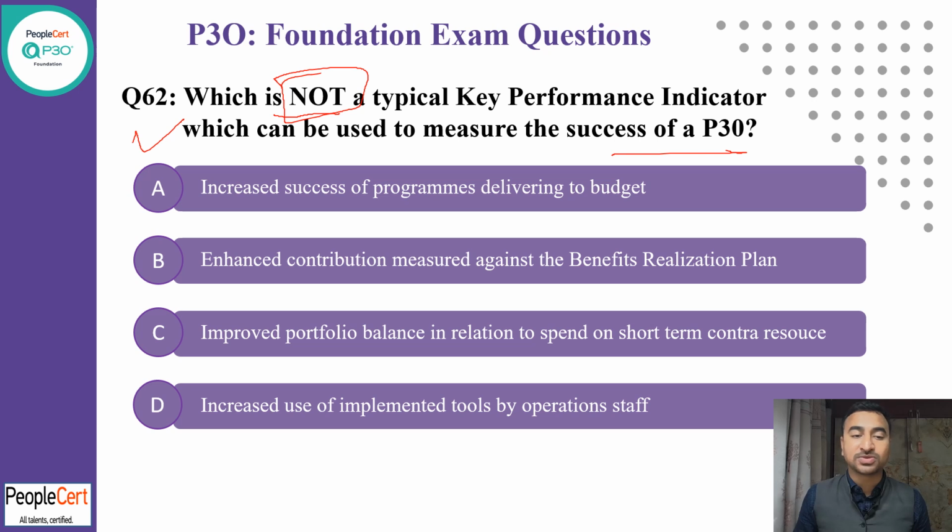So let's explore option A. Increase the success of the program delivery to budget. It's a KPI. Enhance the contribution measures against the benefit realization plan. Again, that's a KPI. Improve the portfolio balance in relation to spend on short-term contract resources. That again is a KPI. Increase the use of implemented tools by the operational staff. Again, this seems not to be measurable. You don't need to measure how many operational staff are using the tool, that is not linked to your benefits. So I believe D would not be a KPI, and that should be the correct answer.